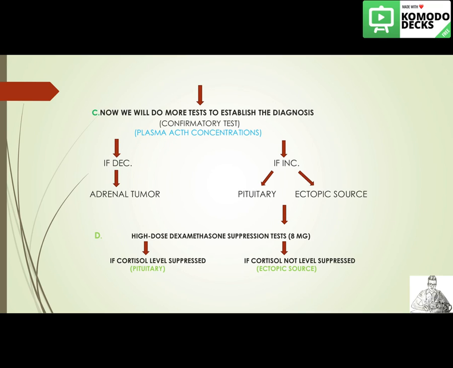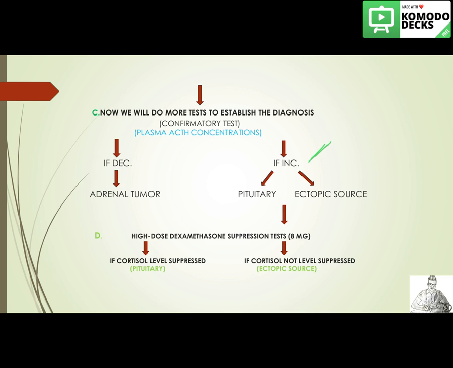When the screening tests are positive and the patient also has Cushing's symptoms, then we have to do the confirmatory test, generally the plasma ACTH concentration test. Here if the plasma ACTH concentration is decreased, yes, then the source is an adrenal tumor, right? Because as we know, excess cortisol gives the negative feedback mechanism and that suppresses the plasma ACTH level.